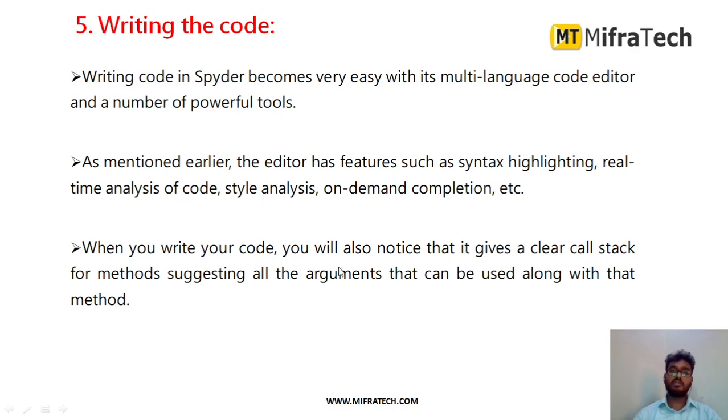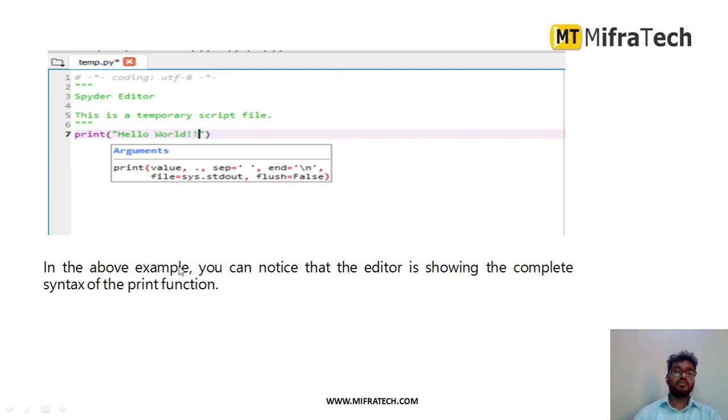Whenever you write your code, you also notice that it gives a clear call stack for methods, suggesting all the arguments that can be used along with the method. So it also gives suggestions while writing the code. In the example, you can notice that the editor is showing the complete syntax. While you are writing the code, whenever you use some syntax, the editor itself shows the exact syntax and parameters that can be used in that function. Like this, you can see in print what the exact syntax is and what arguments can be used.